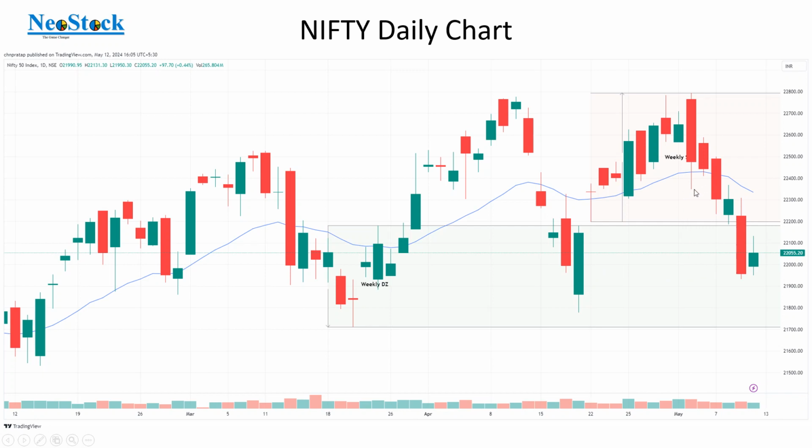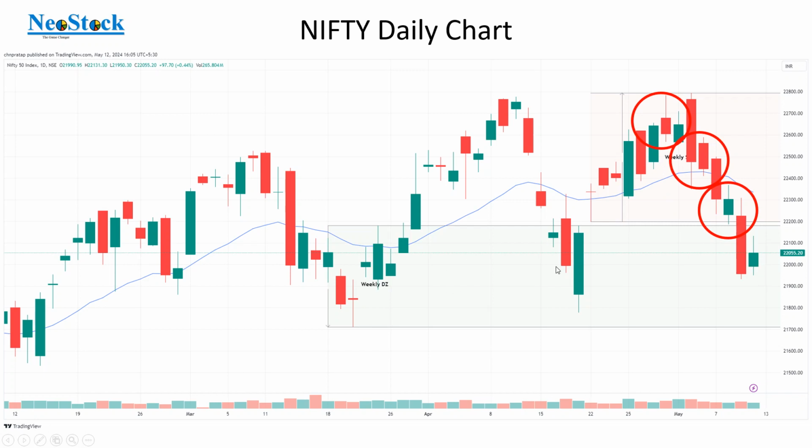So here, where are these supply zones? We have a rally to base candle and drop. This is the one, rally, base, drop. Again drop, base, drop. Again drop, base, drop. So lot of supply institutions created. And prices entered into the demand zone.